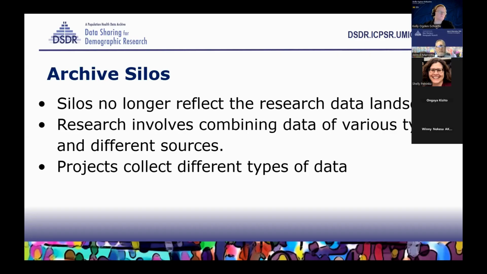The other thing is that projects are now collecting different types of data. A lot of our data collections with survey data, some of our major collections, are also collecting biomarker data. They're collecting genomics data. And these often require specialized archives to be able to preserve and maintain the provenance of these data. So even in a single study, you may have things that are of different types.